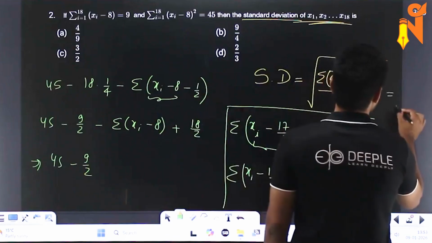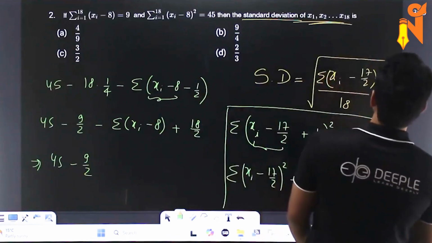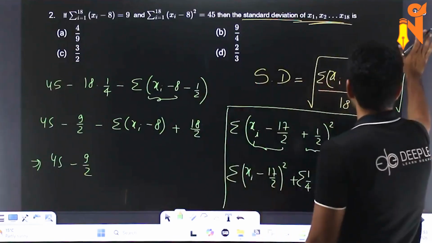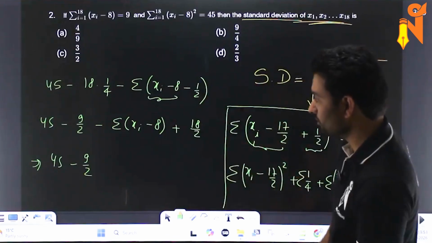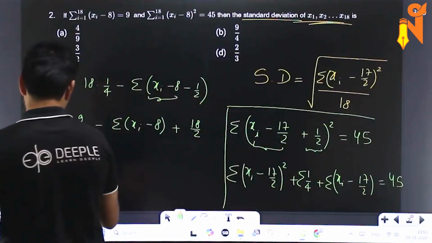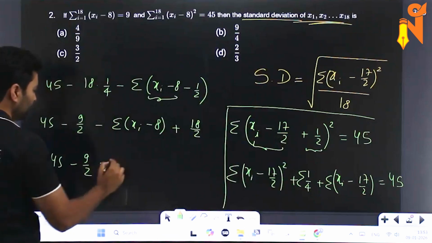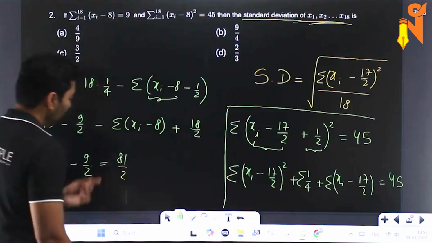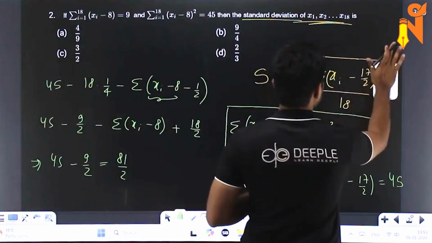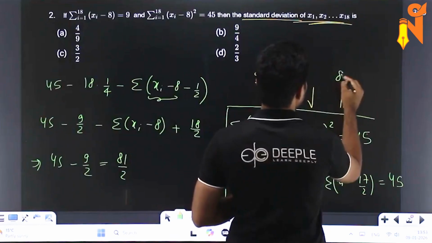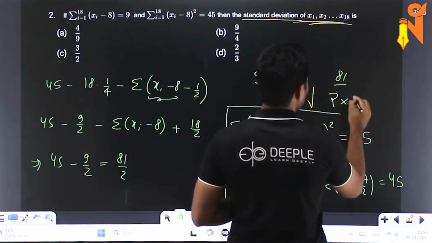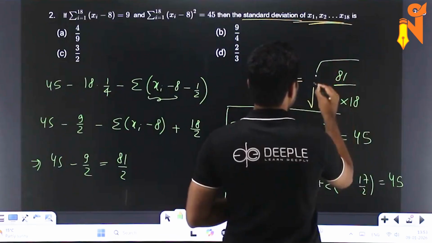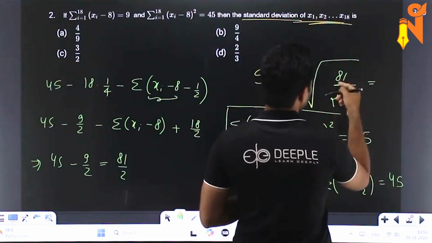So this is equal to under root. This I will use here. So how much is this? This is 45 minus 9 by 2. Let's find this value. This is 90 minus 9, 81 by 2. So put this value here: 81 by 2 into 18, then under root. This is your answer. So this is 9.